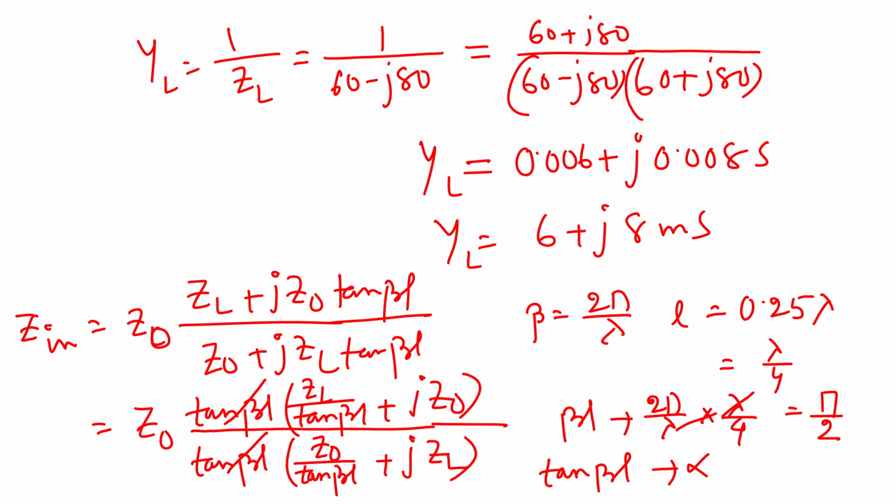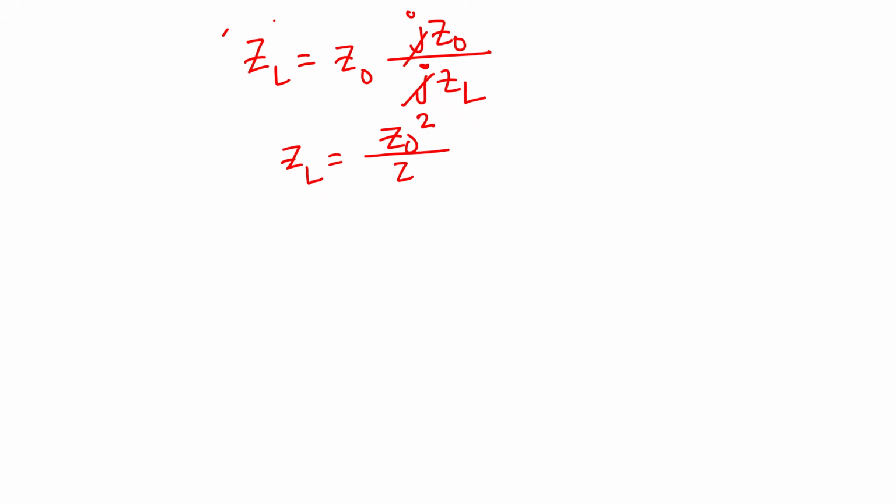Now since tan beta L is infinity, ZL by infinity will give rise to a value close to 0. Similarly for these terms also the value will be close to 0. So what I will be left with is Z in equals to Z naught into jZ naught divided by jZL. So this j will get cancelled out, and we are left with Z in equals to Z naught square divided by ZL.